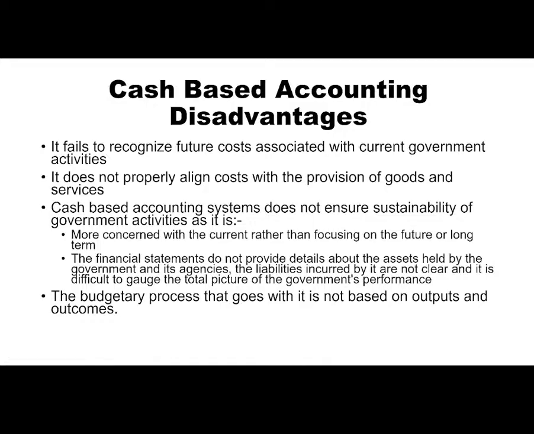Then we can also look at the cash-based accounting disadvantages. It also has some disadvantages. It fails to recognize future costs associated with current government activities. Then it does not properly align costs with the provision of goods and services. Then the cash-based accounting system does not ensure sustainability of government's activity as it is more concerned with the current rather than focusing on the future or long term, as well as the financial statements do not provide details about the assets held by the government and its agency.